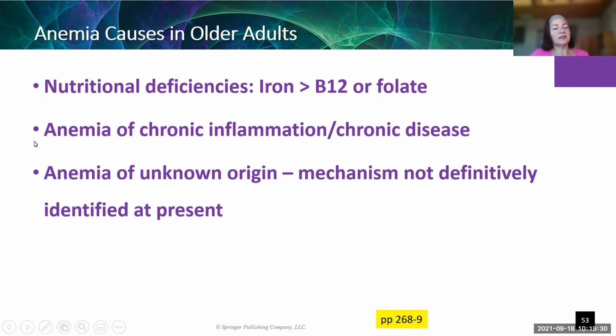There are a couple of other forms of anemia, anemia of chronic inflammation or chronic disease. We mentioned that briefly before, that managing the chronic disease helps to manage the anemia. And then there's, not helpfully named, anemia of unknown origin. Since we don't know what the problem is, it's really hard to fix that problem. So the mechanism is not definitively identified at present. That's why we say it's of unknown origin.